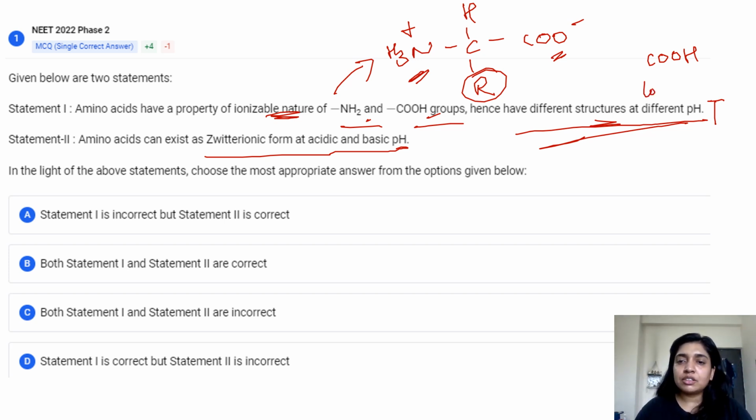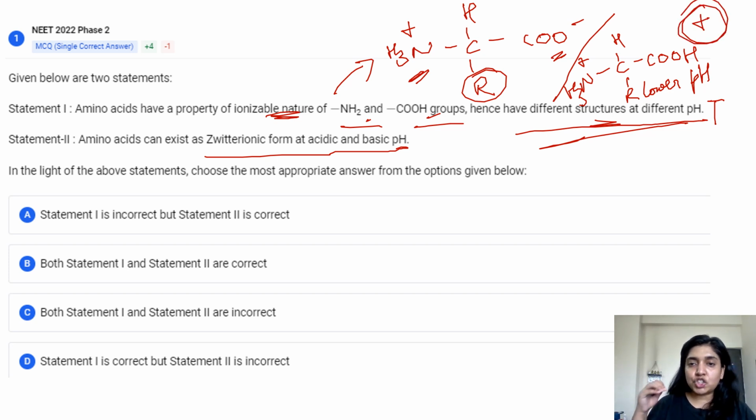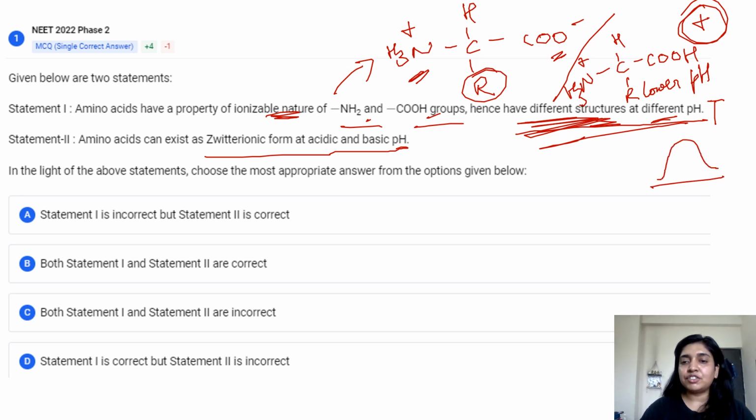Because at a lower pH, I'll just write, its structure would be something like this: CHNH3 plus and R. So if you look over here, the only charge that this amino acid now has is a plus charge. So because of this charge, the amino acid's property will change, because of which it will have a different structure at different pH. That is the reason why your enzyme activity changes with change in pH, with your optimum activity being at pH equals to pI of the protein. Alright, then amino acids can exist as zwitterionic form at acidic and basic pH.